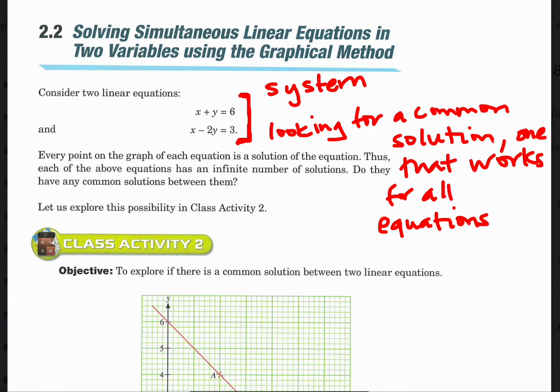That's all that is. Because normally when we have one equation, we're looking for a solution that works for that equation. But now if we have two or more, we're looking for one solution that can work for all of the equations. So we're still going to come up with an x value and a y value written as an ordered pair. Okay? Just one that has a common solution.